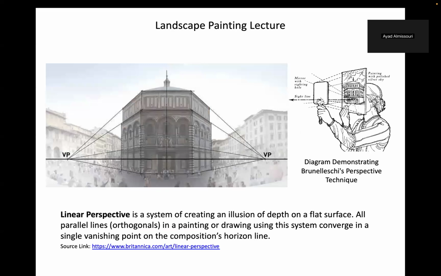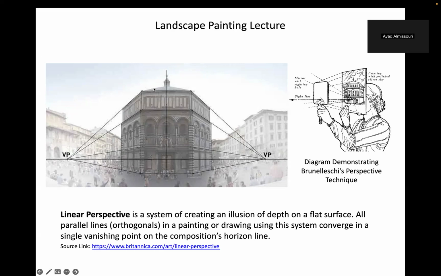Now, just for basic terminology, let's talk a little bit about linear perspective. Linear perspective is a system of creating the illusion of depth on a flat surface. All parallel lines, also known as orthogonals, in a painting and drawing using this system converge on a single vanishing point on the composition horizon line. Now, from this, we can see, let's break this down.